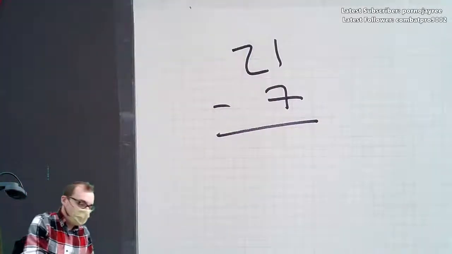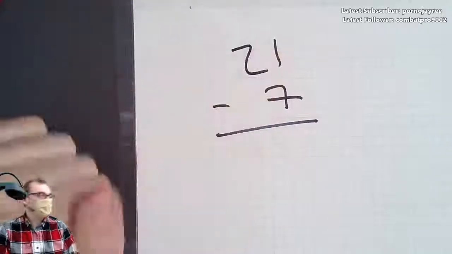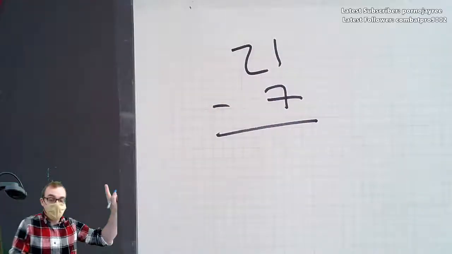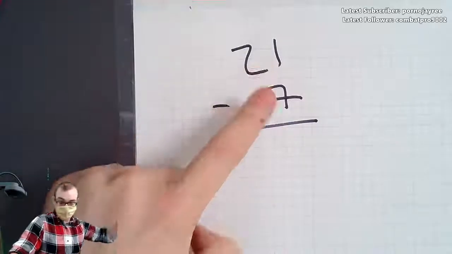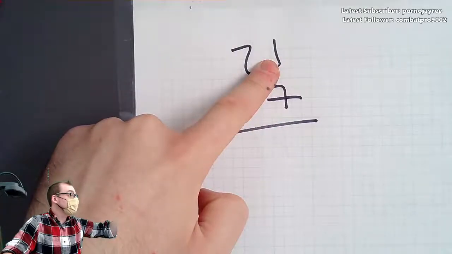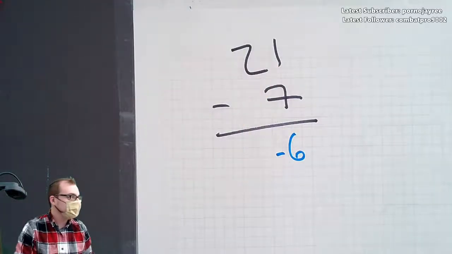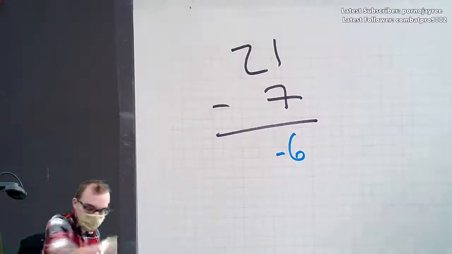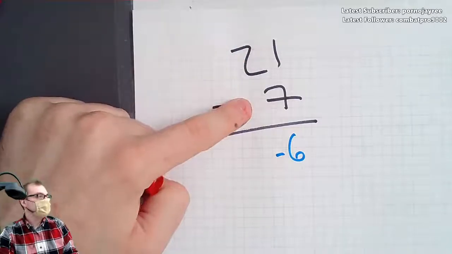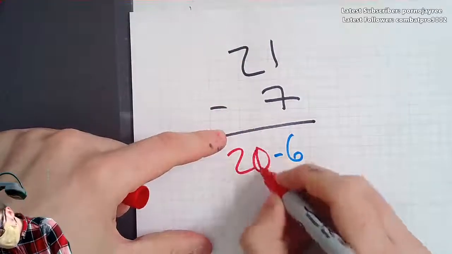Let's not borrow. What's 1 minus 7? Think about it. I'm starting on 7, I'm going to 1. Direction matters. Starting on 7, going to 1. 6, but it's negative. What is this witchcraft? And that 2 stands for 20, right? What's 20 minus 0? 20.